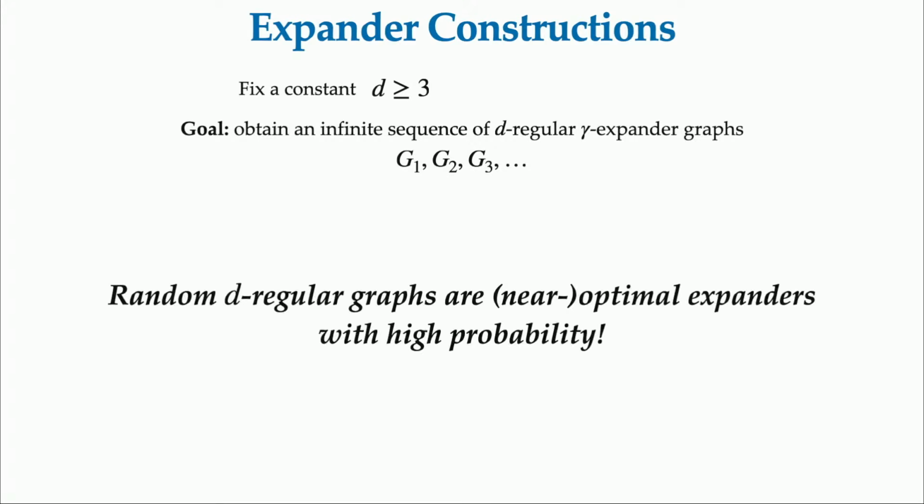And if you literally just wanted an answer to this question, it turns out that if you take a random d-regular graph, it's actually a near optimal expander with high probability. So it's not hard to show that a random d-regular graph has some expansion, but there's some line of work. Again, you should tune into Jorge's talk later in the week to see why they're near optimal.